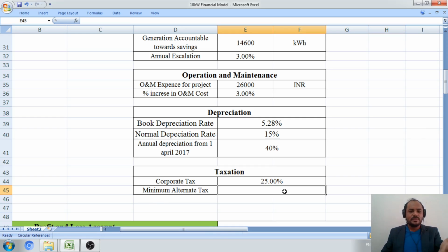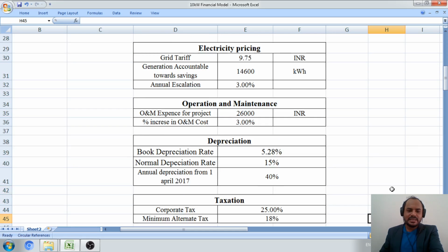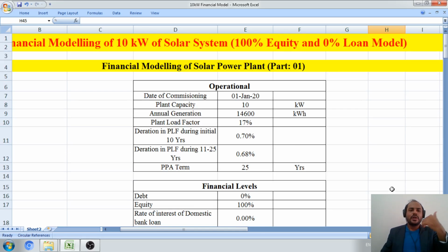The percentage of the minimum alternate tax has been decided as 18%, and if we consider the health and education surcharges or cess, it will come to about 20%. But in this balance sheet, we are going to consider the flat rate of the corporate tax and the flat rate of the minimum alternate tax. So basically, in today's session, we have seen the different parameters that are required while formulating the Excel sheet in the financial modeling of a solar power plant.